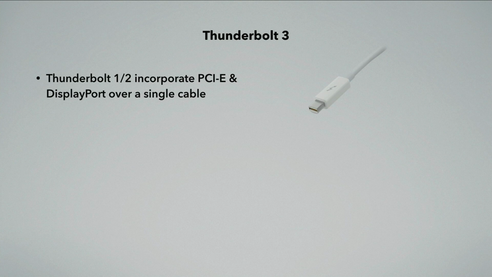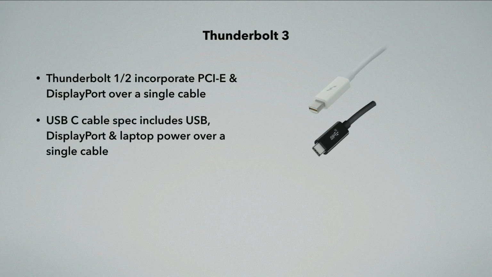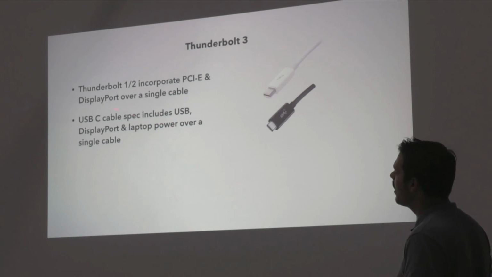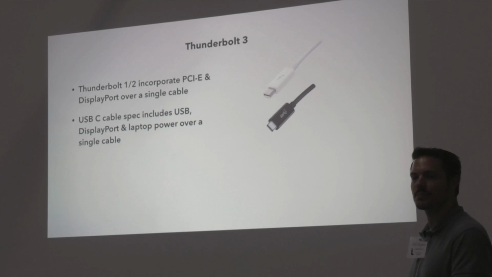So the original Thunderbolt incorporated PCI Express and DisplayPort over a single cable with, as I said before, a mini DisplayPort connector. Right? Well, when the USB-C protocol came out, they decided to incorporate other things besides USB in the spec, which means that the cable itself is capable of carrying signals other than USB. So with A and B cables, all you can carry is a USB signal. With a C cable, you can carry USB, DisplayPort, and enough power to power your laptop.